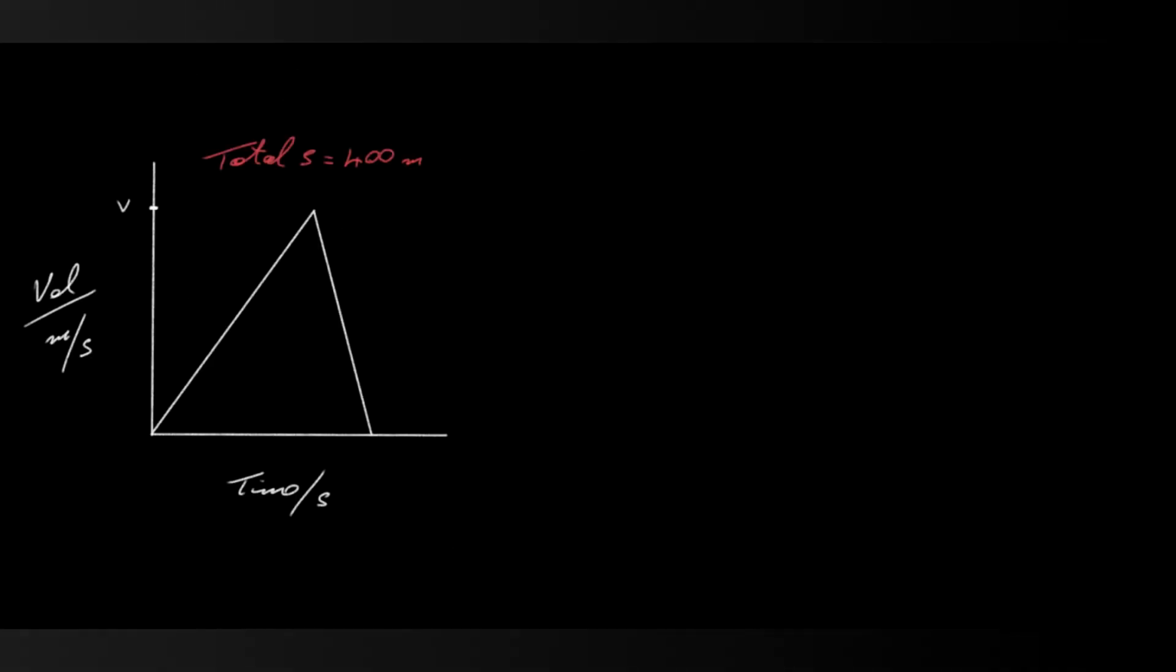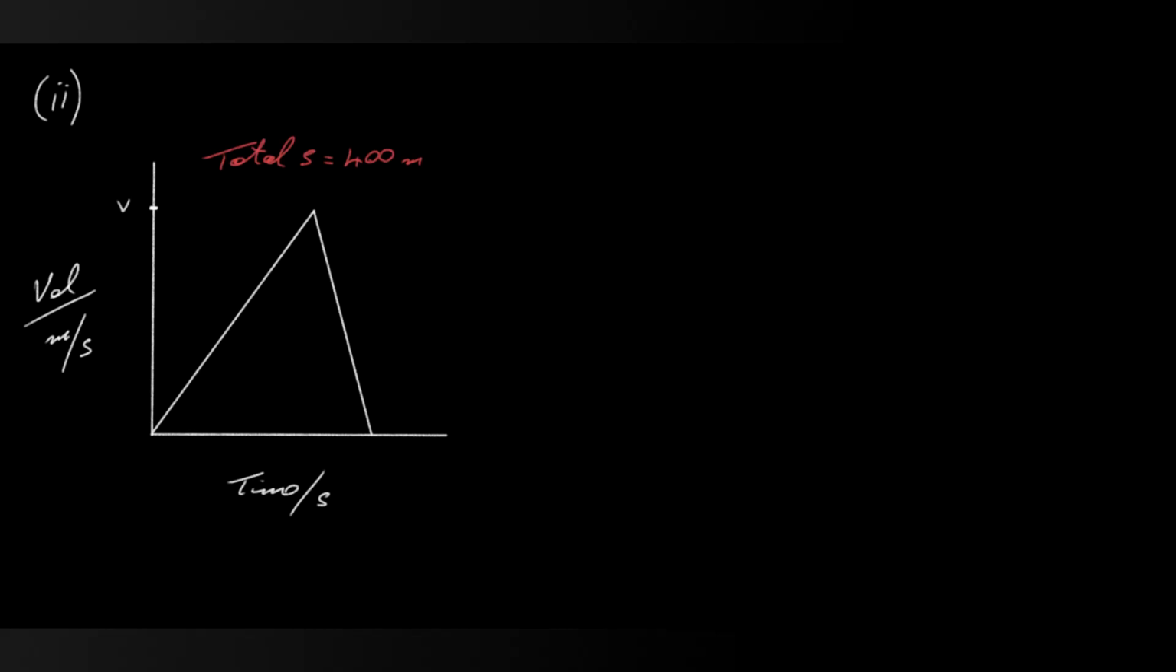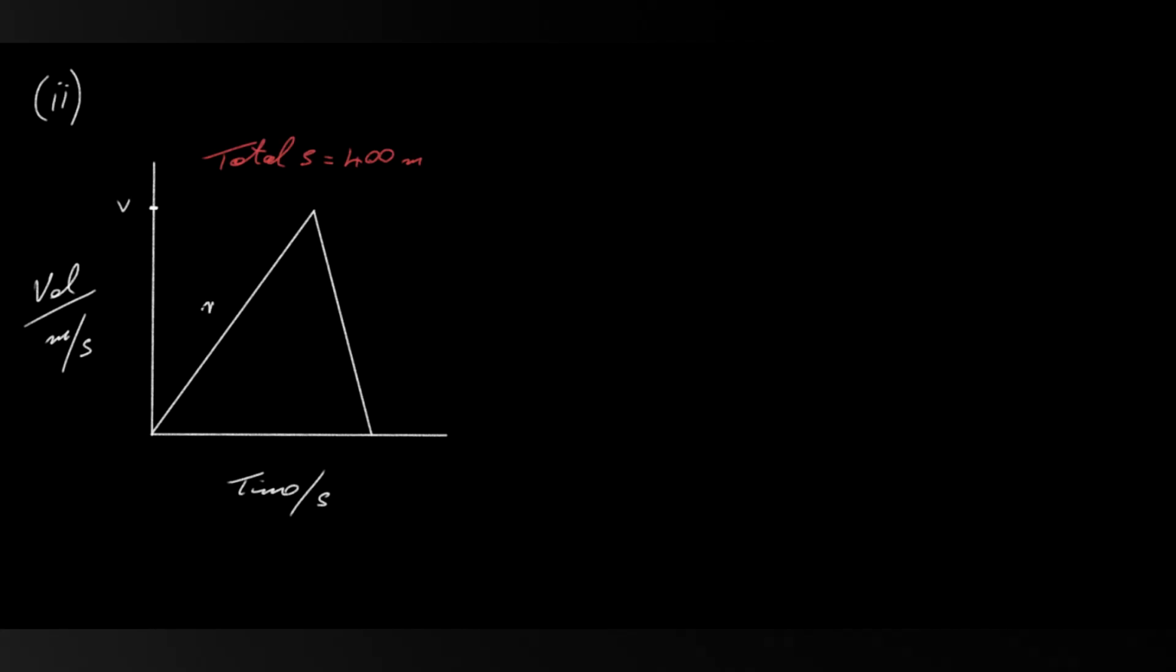Okay, so this is part 2, and in this particular section we don't have a speed limit, so we don't know the maximum velocity. So in this case we're just going to use v, and we have an acceleration here of 2 meters per second squared and a deceleration of 3 meters per second squared.